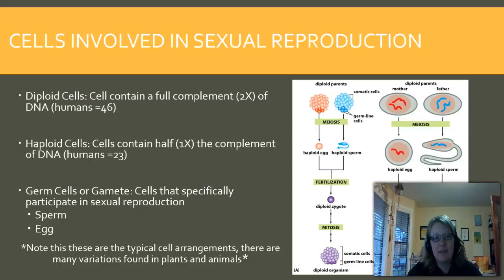So let's talk about the cells that are involved in sexual reproduction. First of all, I'm going to talk about sexual reproduction, meiosis. Everything is in diploid cells. Not all cells are diploid. It's important to understand this. Not all organisms are diploid.